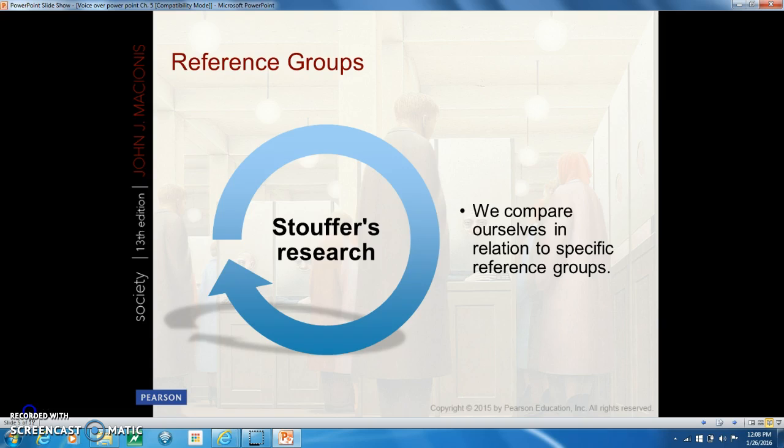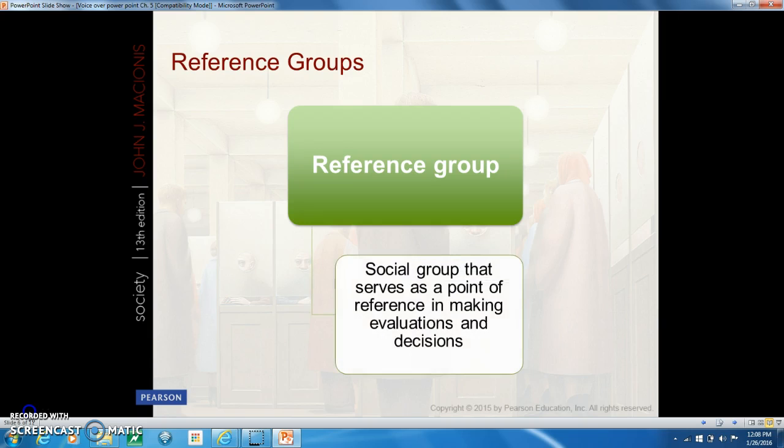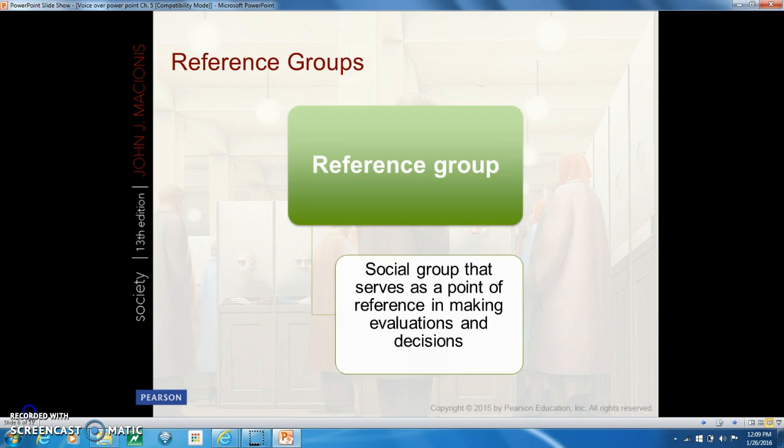Reference groups are groups that are important to us as models, even though we ourselves may not be a part of the group. For example, those who aspire to become a police officer or gang member would use those groups of people who are already police officers or members of a gang as reference groups. So they serve as a point of reference for people making evaluations or decisions.